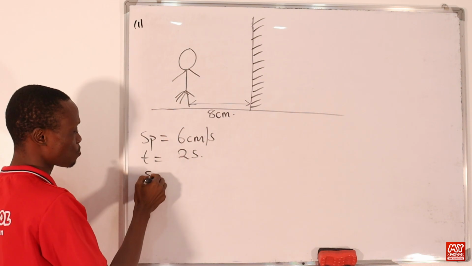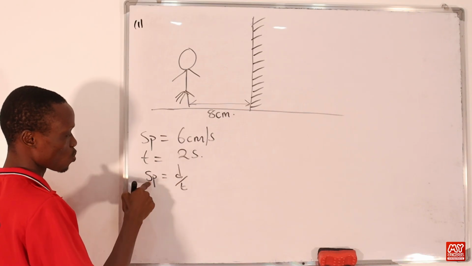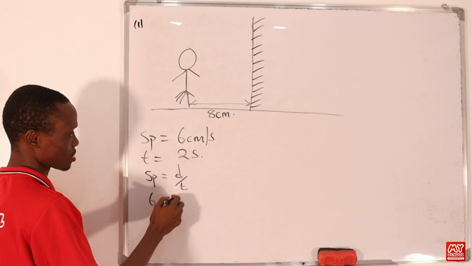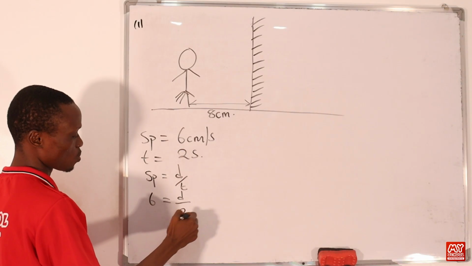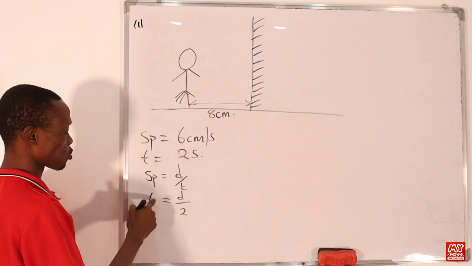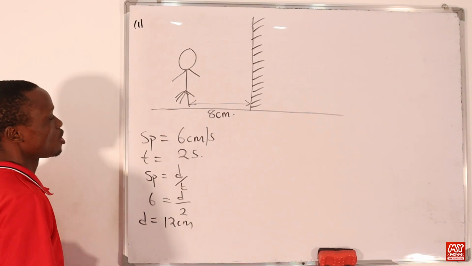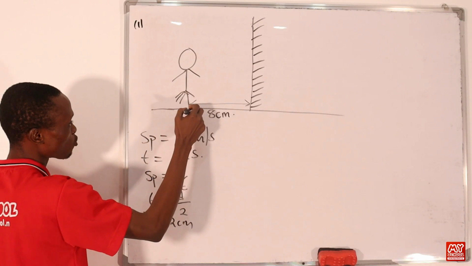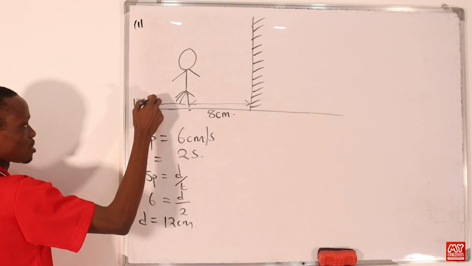So remember that speed is equal to distance over time. We know speed to be 6 centimeters per second. Distance we don't know, but time we know. Since we are looking for D, we just cross multiply, right? So if we cross multiply, we have D equal to 12 centimeters. So this object moved away from this 8 centimeter point another 12 centimeters.